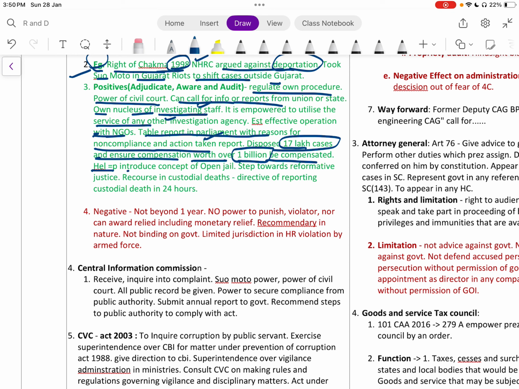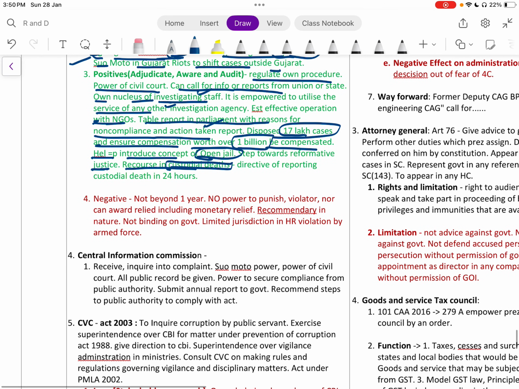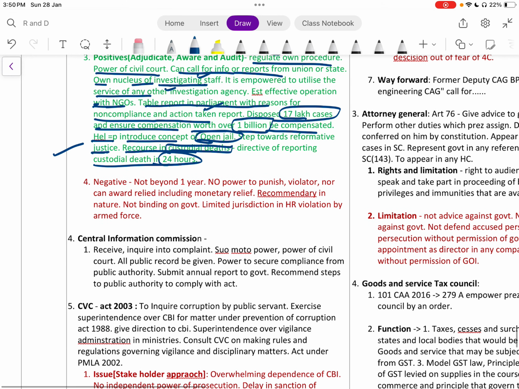It has helped to introduce the concept of open jail, a step towards reformative justice. It provides recourse in custodial death, with a directive of reporting custodial death within 24 hours. So these are the positives.